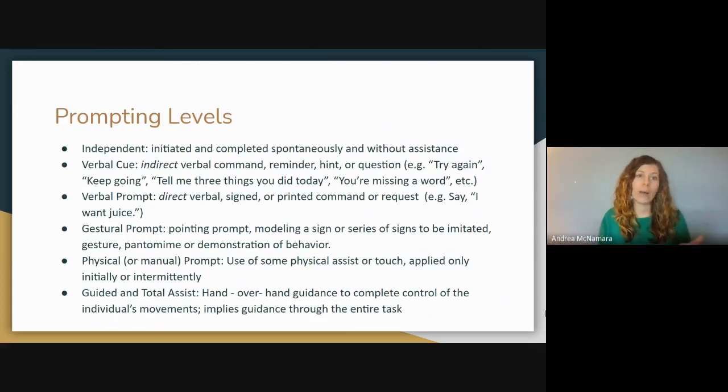So looking at the prompting, it does have independent, where they're doing it all on their own, a verbal cue where it's more indirect, like you might say, try again, a verbal prompt where you're actually telling them what to say, a gestural prompt where you're just pointing, a physical prompt where you might start to help them do something, but then you don't have to help them finish it. And the guided or total assist is where you're helping them hand over hand to complete the entire task.